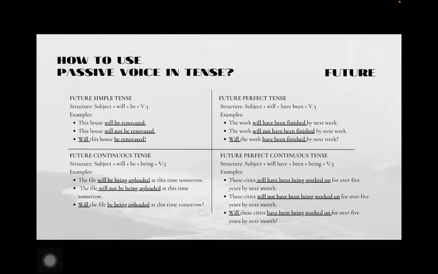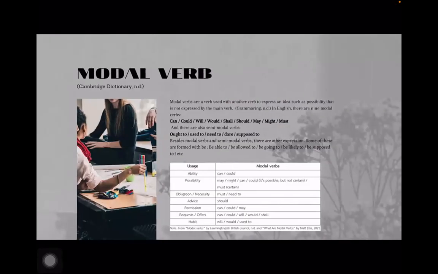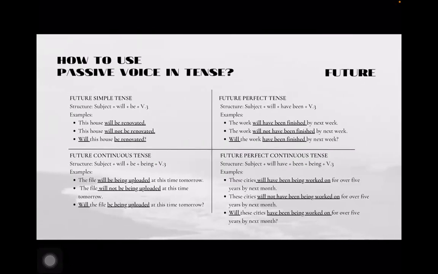Future simple tense, structure, subject will be past participle. Example, this house will be renovated. Future continuous tense, structure, subject will be being past participle. The file will be being uploaded at this time tomorrow. Future perfect tense, structure, subject will have been past participle. Example, the work will have been finished by next week. Future perfect continuous tense, subject will have been being past participle. This city will have been being worked on for over 5 years by next month.